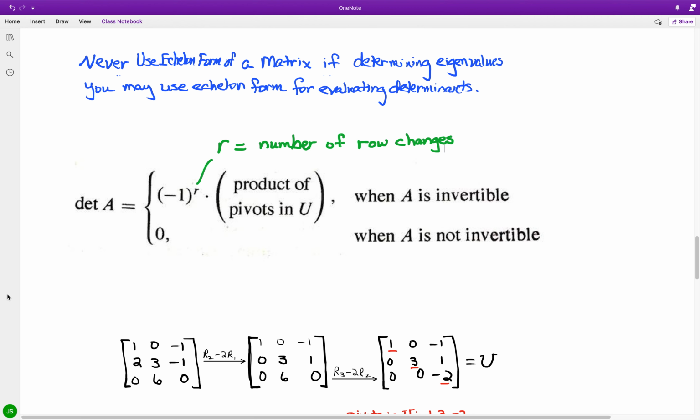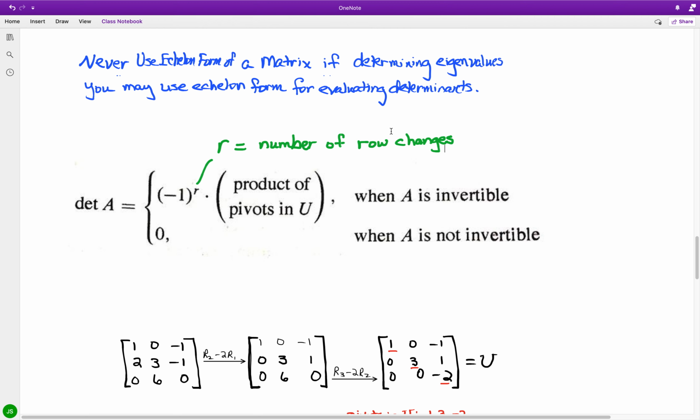Okay, in continuing on in working with matrices and eigenvalues and eigenvectors, from the portion we looked into regarding the characteristic equation, I had mentioned never use echelon form of a matrix if you're determining eigenvalues. However, you may use echelon form for evaluating determinants.